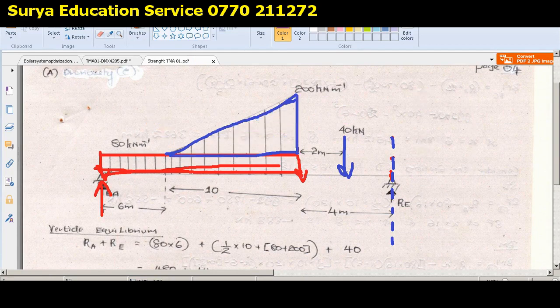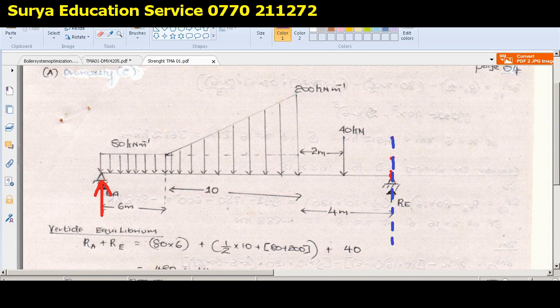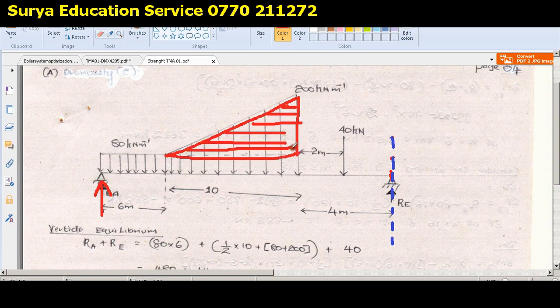Okay, so now if you are going to consider this triangle, can you please tell me, in this section or in this part, what would be the center point where the resultant load is acting on this triangle?